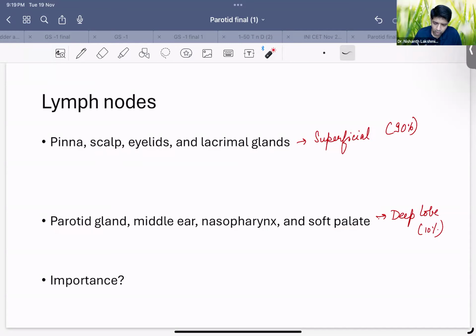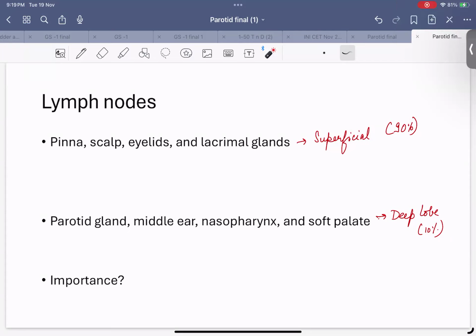Now, can you tell me what is the importance of having this piece of information? The lymph nodes which they drain. No, that I've already told you, but I'm saying what is the clinical relevance for it? Anybody else? Nikita, Praveen, anybody?